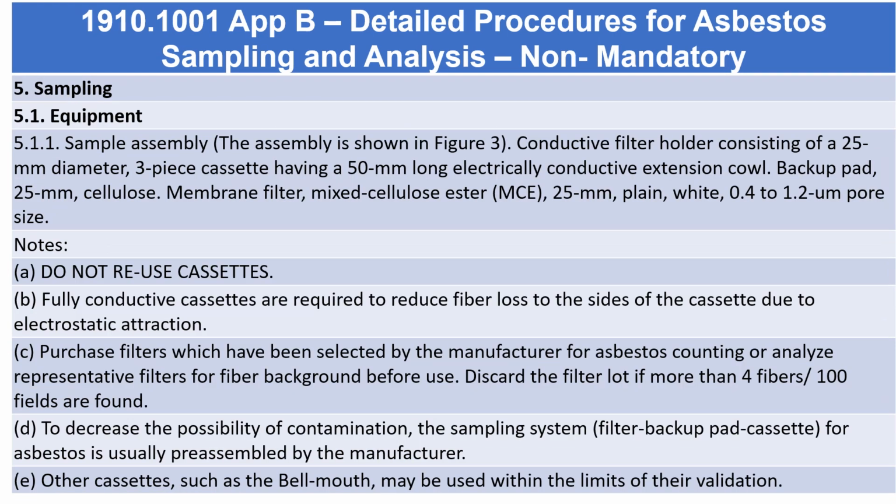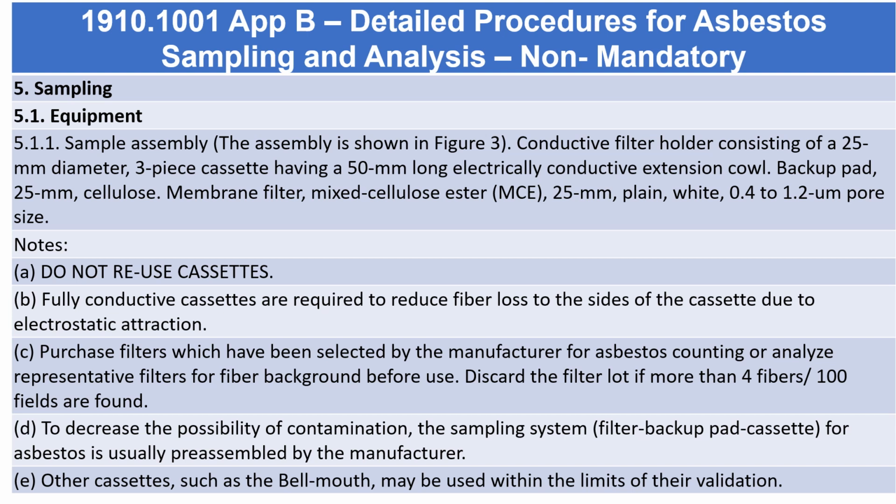5. Sampling. 5.1. Equipment. 5.1.1. Sample assembly. The assembly is shown in Figure 3. Conductive filter holder consisting of a 25 mm diameter, 3-piece cassette having a 50 mm long electrically conductive extension cowl. Backup pad, 25 mm, cellulose. Membrane filter, mixed cellulose ester, MCE, 25 mm, plain, white, 0.4 to 1.2 micrometer pore size.